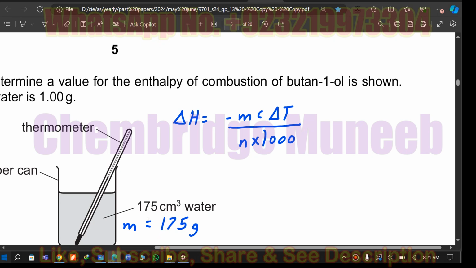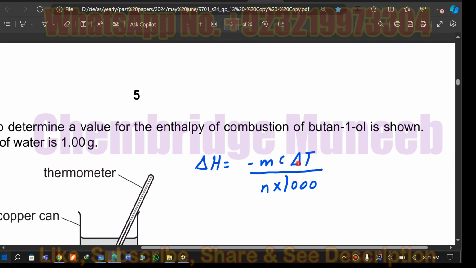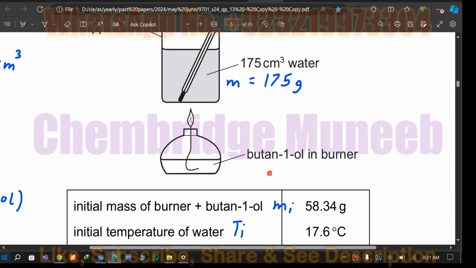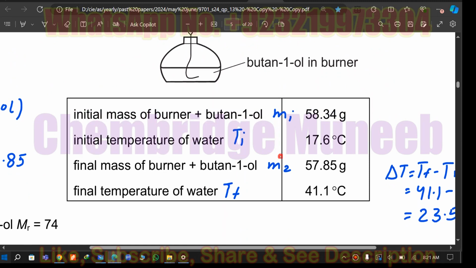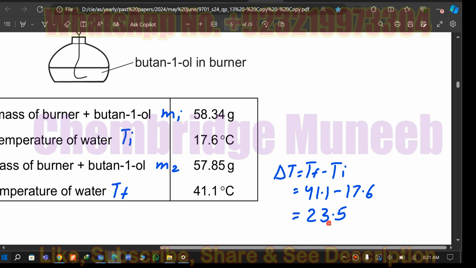Now after this we need to find the temperature, this delta T. For this purpose we need two temperatures. From the table we can find that these are the two temperatures, temperature I, which is initial, and temperature F, the final. Delta T is basically the final minus initial temperature, and I have done this working here. Now we have also calculated the temperature change.